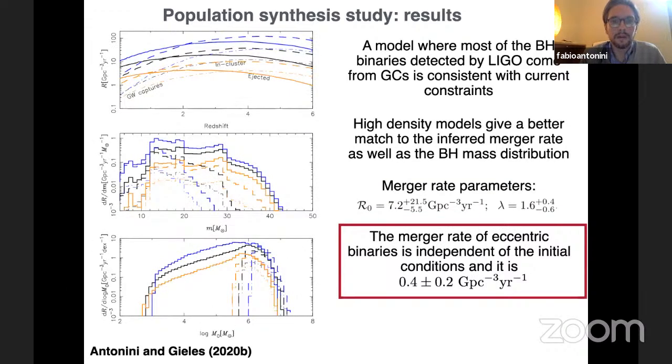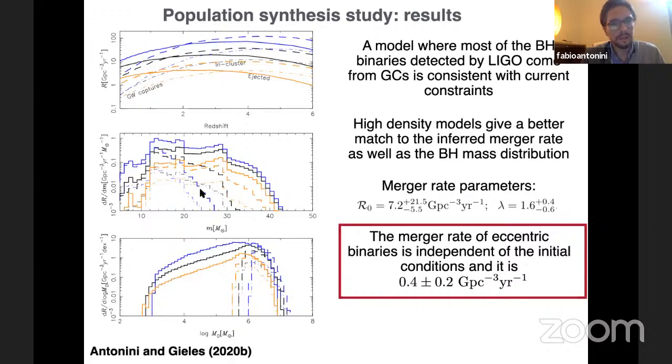Also, with our code, we can look at different types of mergers, as I explained before. And the interesting result here is that if you look at in-cluster mergers, the merger rate from in-cluster mergers and gravitational wave captures does not really depend much on the initial cluster density. So it's quite independent of the initial conditions. And so we conclude that the merger rate of gravitational wave captures, or if you want, eccentric binaries in LIGO, is independent of the initial condition, and it is about 0.4 per cubic gigaparsec per year. I'm talking, of course, about the merger rate in the local universe.